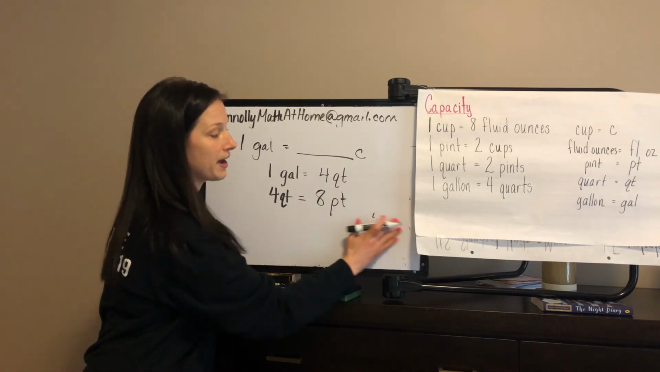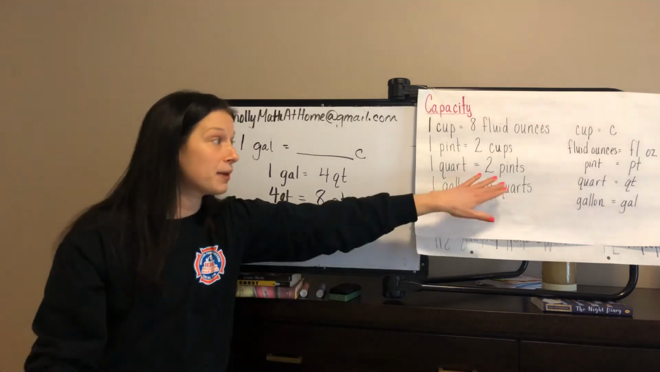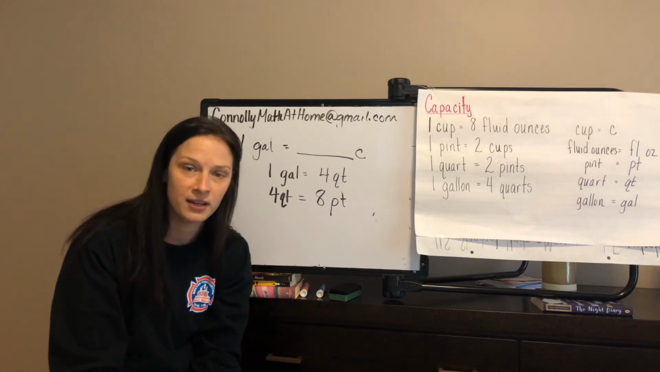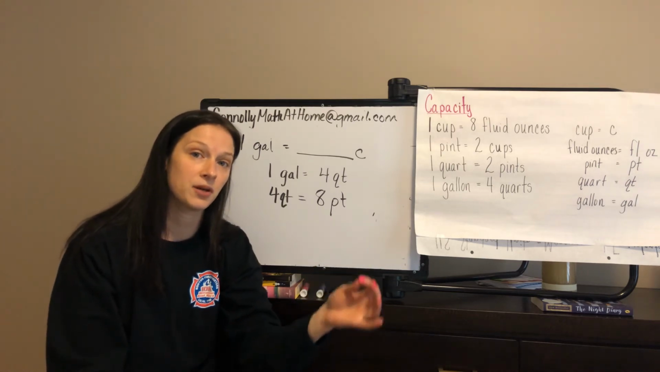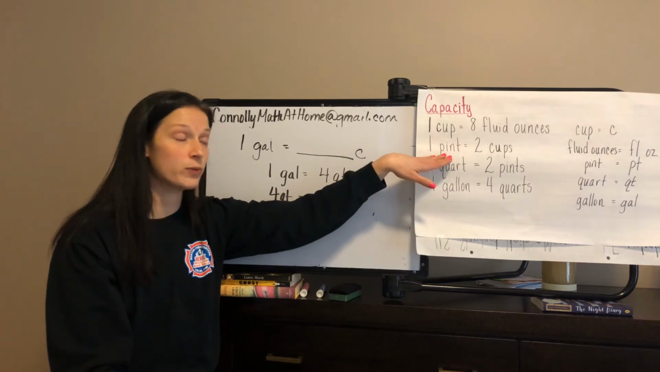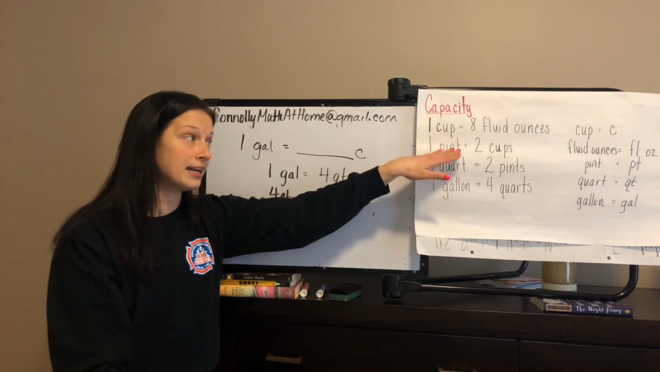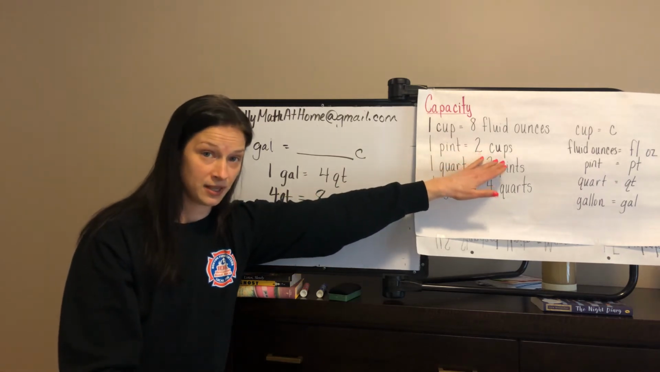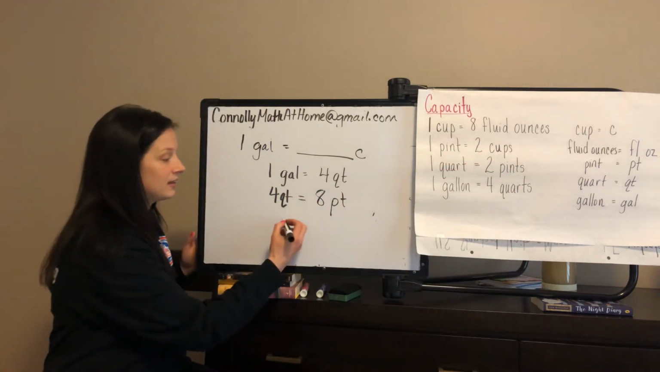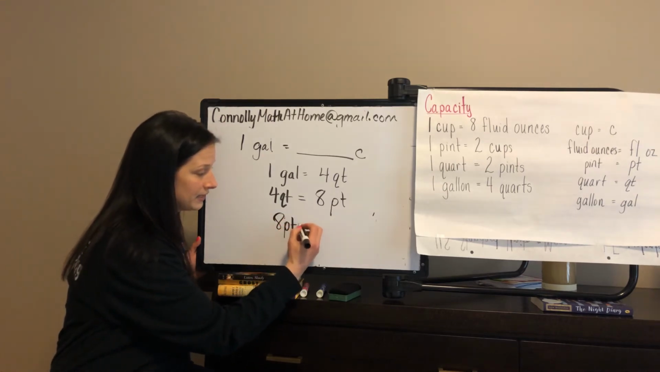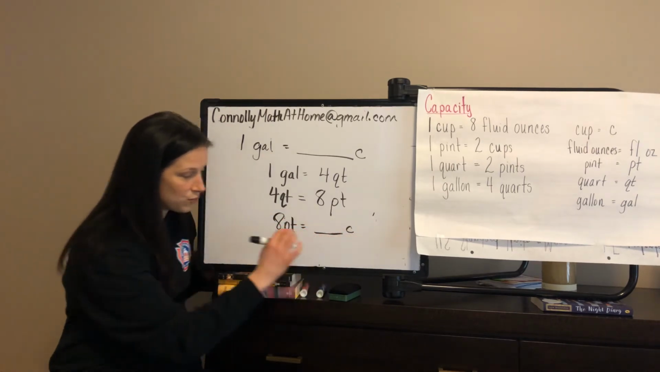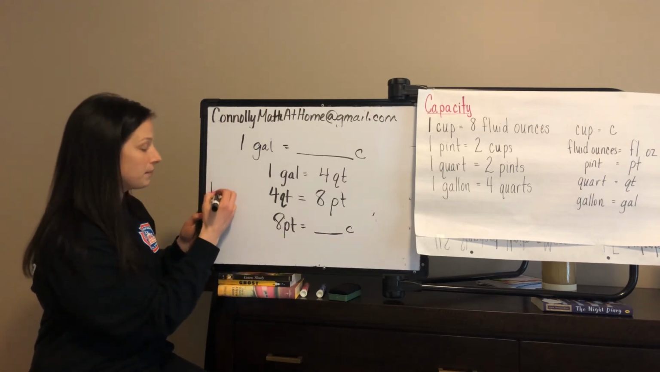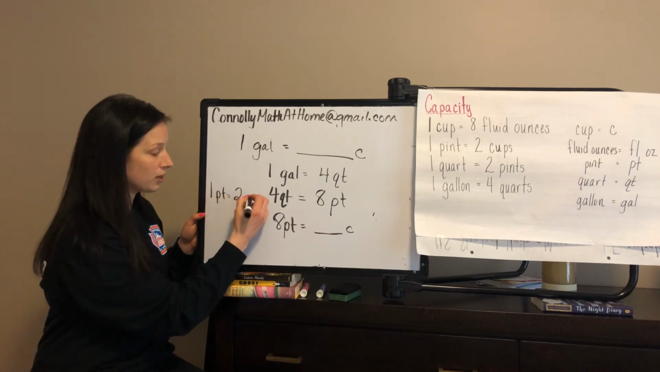Okay, now go back to your reference sheet. You figured out how many pints you have. Can we figure out how many cups we have from there? Do we know the pint and cup equivalency? And we do. So I know if I have 1 pint, I have 2 cups. So I need to figure out how many cups I have if I have 8 pints. Okay, I've decided I have a little more room over here. So 1 pint is the same as 2 cups.